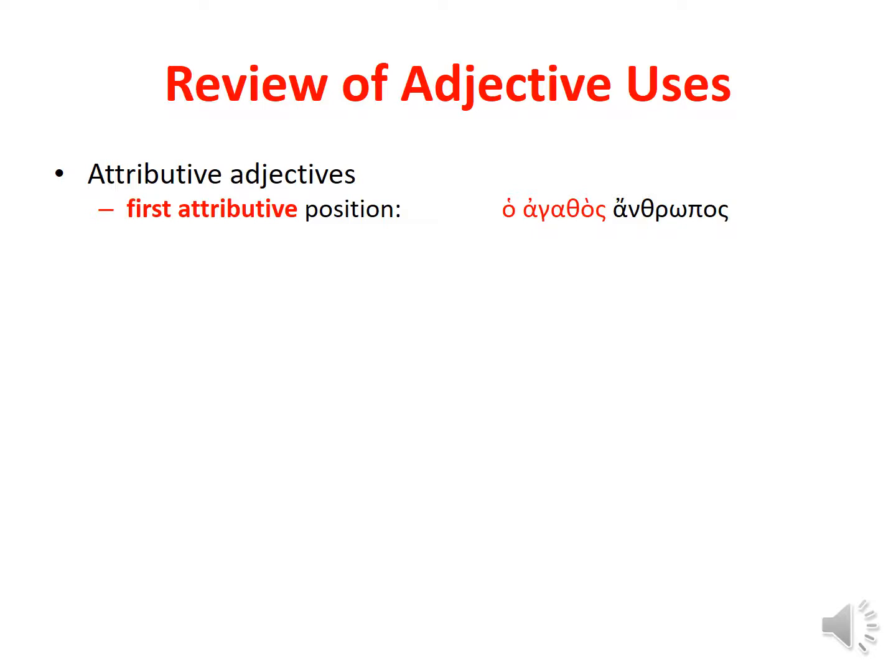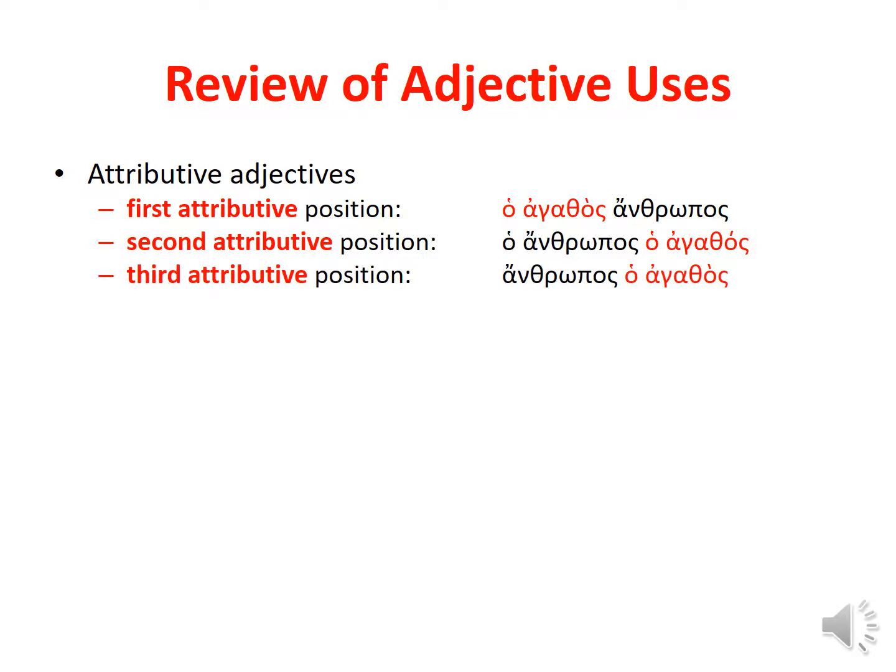So what we call first attributive position is when you have article adjective preceding an anarthrous noun. And this is going to mean the good man, which looks pretty predictable and is very close to the English word order. In fact, it's the same as the English word order, the good man. You also have second attributive position, where now the article and adjective comes after the noun, where the noun itself is also articular. So ho anthropos, ho agathos still means what? It still means the good man. Why? Because this is still an attributive adjectival position. You have an adjective with an article. It just happens to come after the noun this time, but it's still the good man.